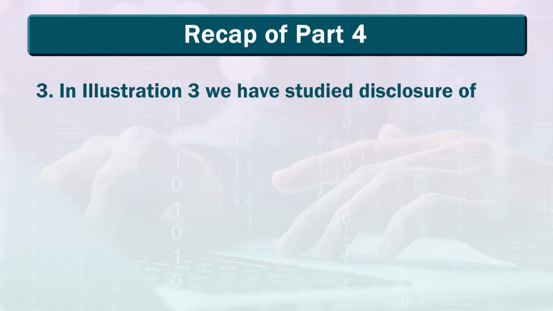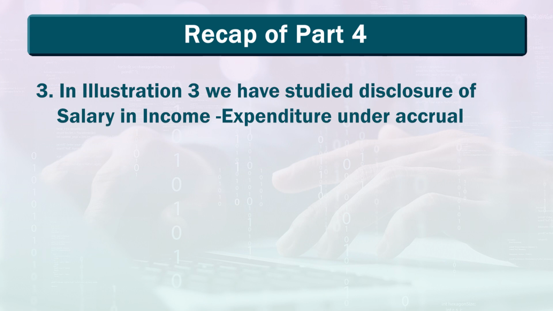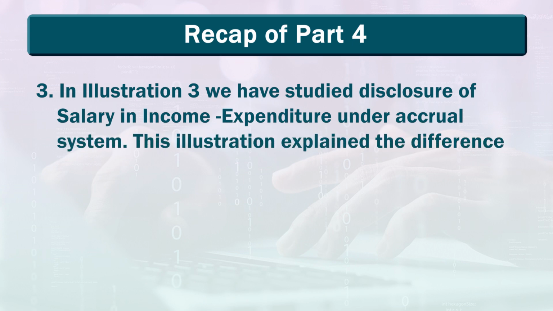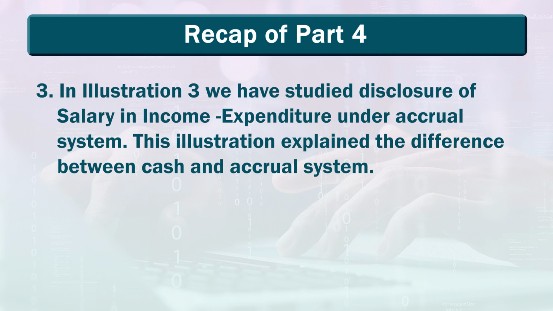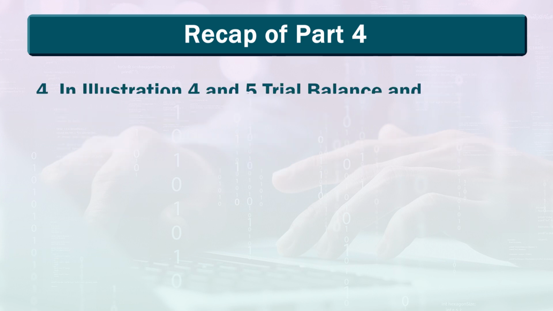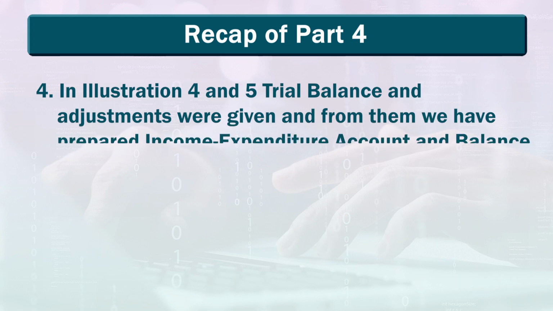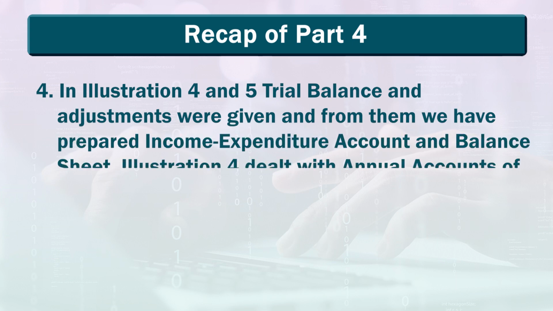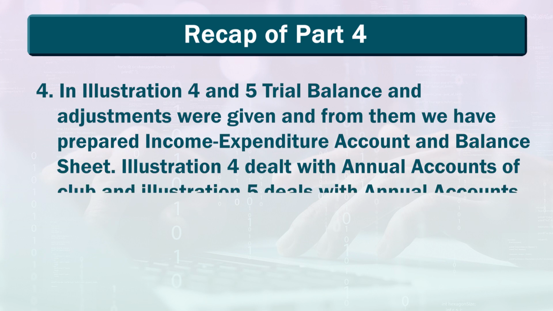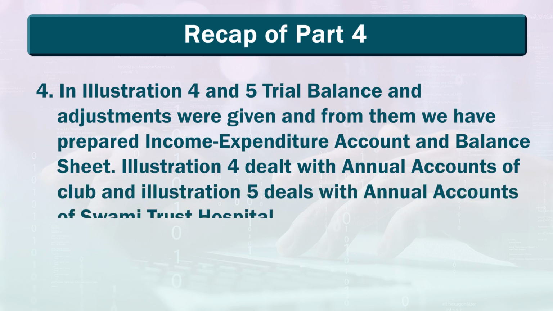In illustration 3, we have studied disclosure of salary in income expenditure under accrual system. This illustration explained the difference between cash and accrual system. In illustrations 4 and 5, trial balance and adjustments were given, and from them we have prepared income expenditure account and balance sheet. Illustration 4 dealt with annual accounts of club and illustration 5 deals with annual accounts of Swami Trust Hospital.